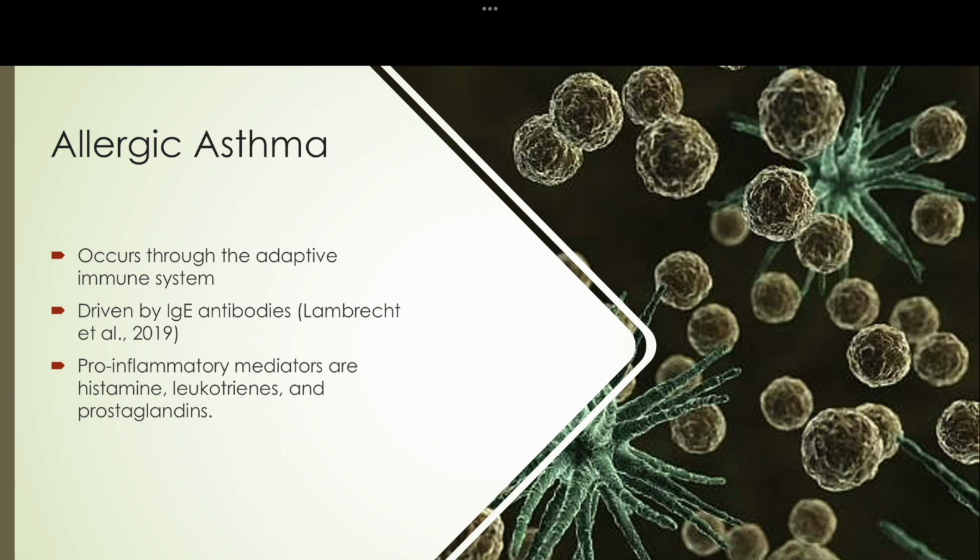Allergic asthma is driven by the adaptive immune system, which responds to specific environmental allergens like pollen, dust mites, or pet dander. When an allergen enters the airway, it triggers T helper cells to activate the production of IgE antibodies. These IgE antibodies bind to mast cells, which release pro-inflammatory mediators like histamine, leukotrienes, and prostaglandins. These mediators cause bronchoconstriction, increased mucus production, and airway inflammation.